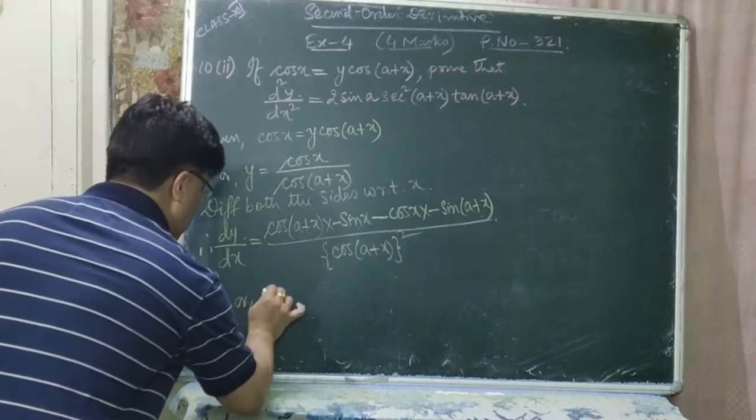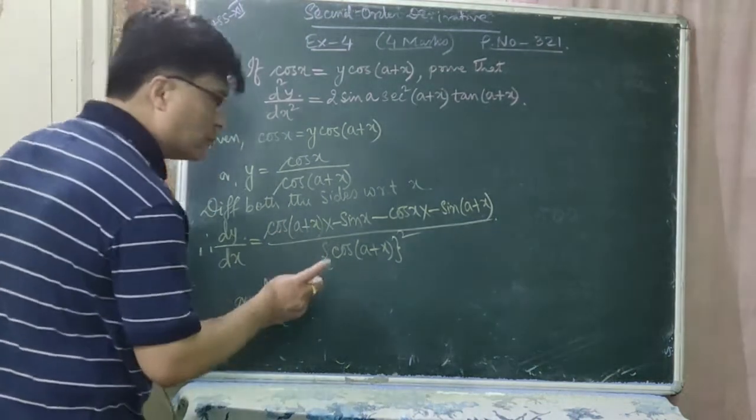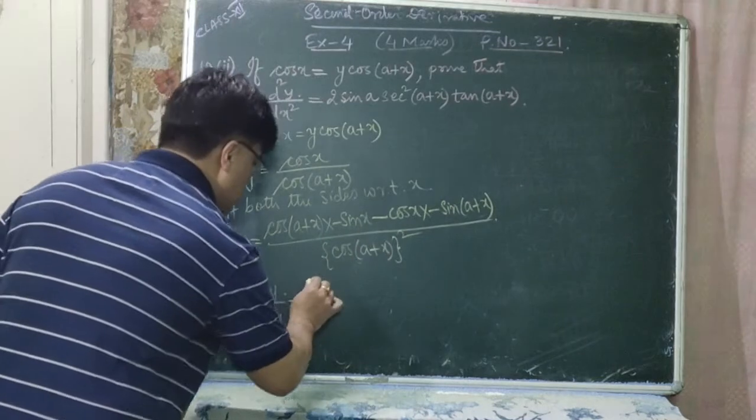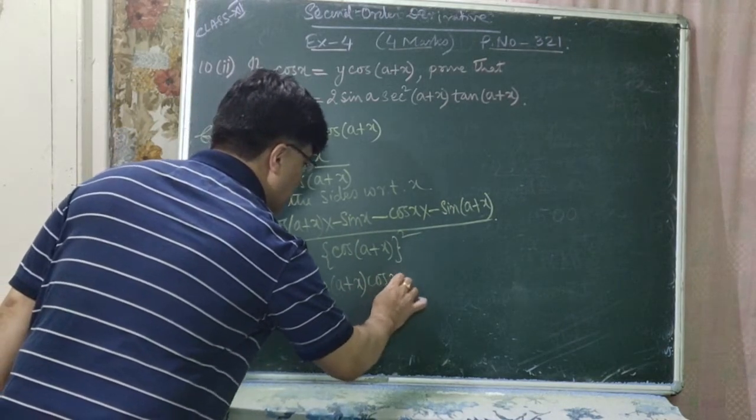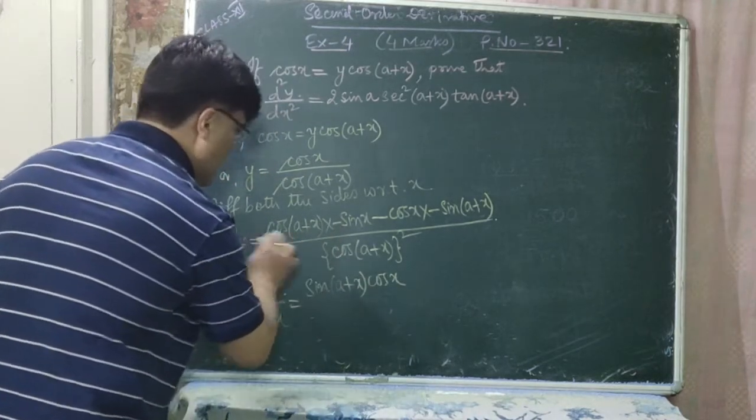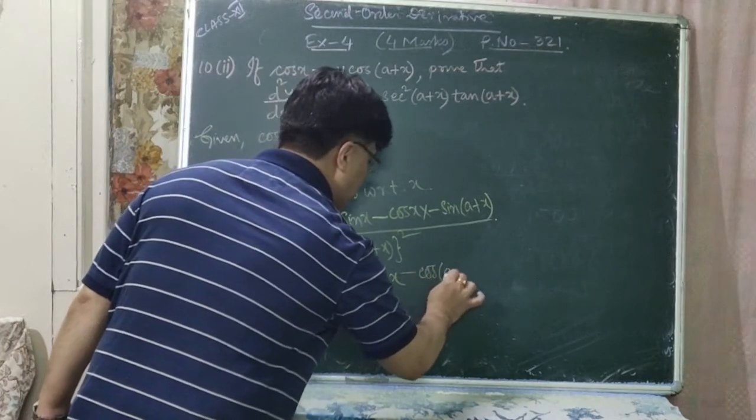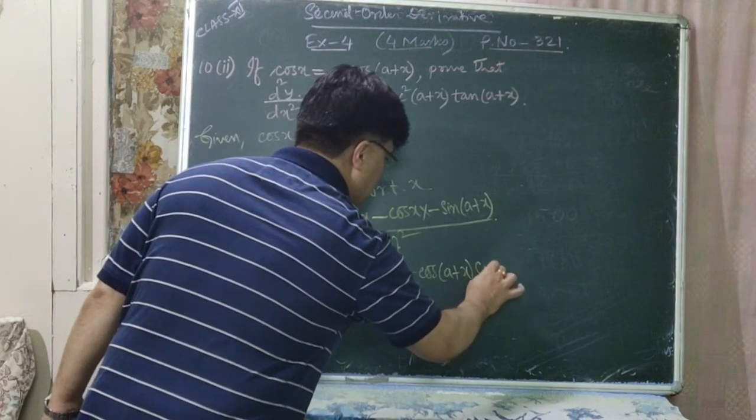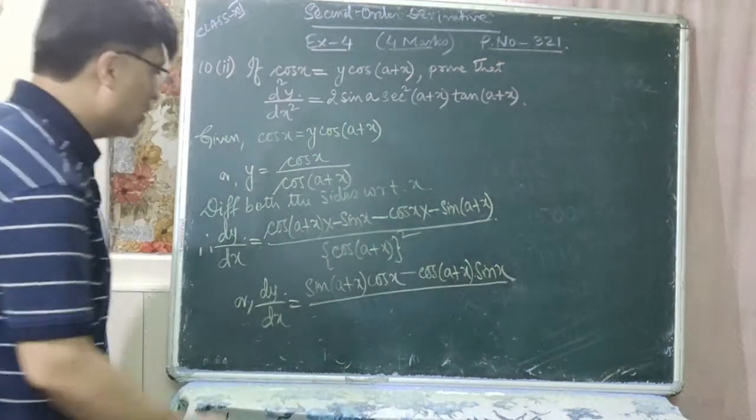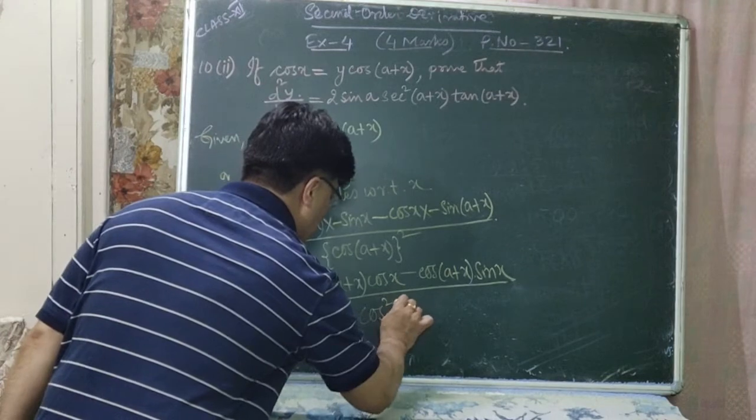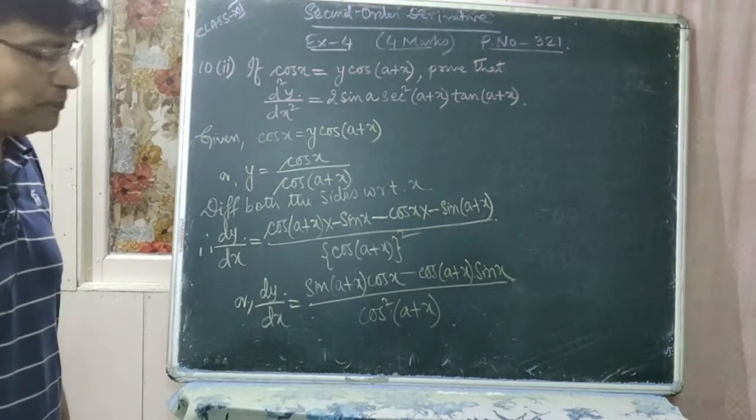So this is your dy by dx. Now let us simplify it further. Let us write down the plus sign first. Minus into minus is plus. That is sine of (a plus x) into cos x. Right? Then minus into plus is minus. Then write down first cos of (a plus x), then you can write sine x. So whole divided by, what is the denominator whole square? This is your cos square (a plus x). Is it clear to all of you?